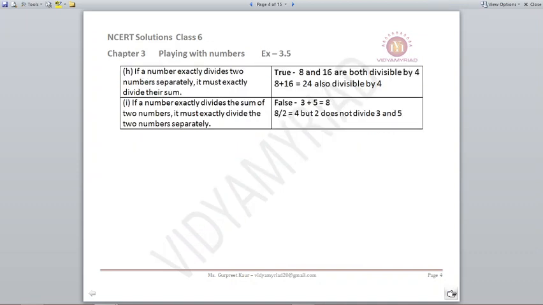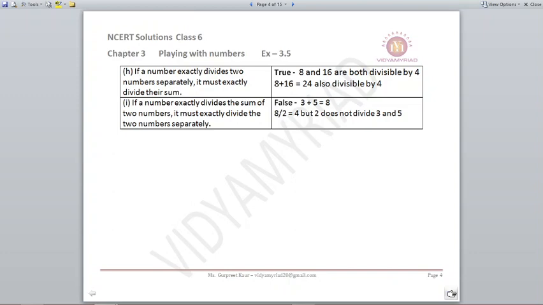If a number exactly divides two numbers separately, it must exactly divide their sum. It's a true statement. Why? 8 and 16, they are both divisible by 4 and their sum is also divisible by 4. I have taken the same example.